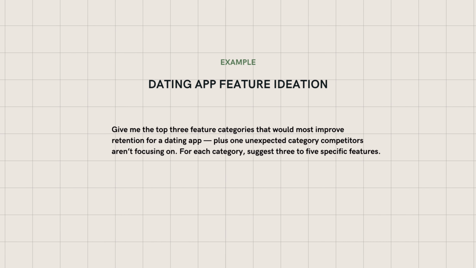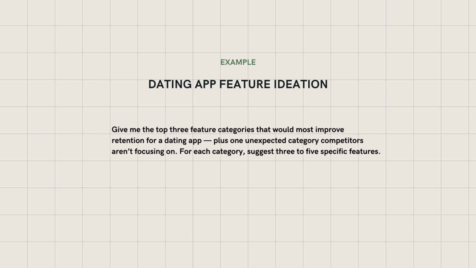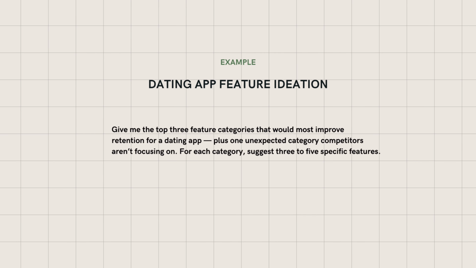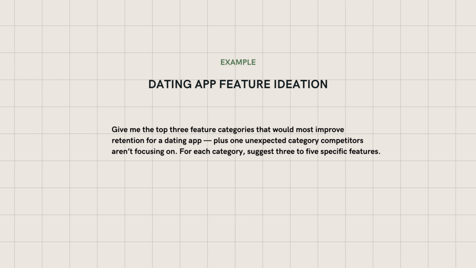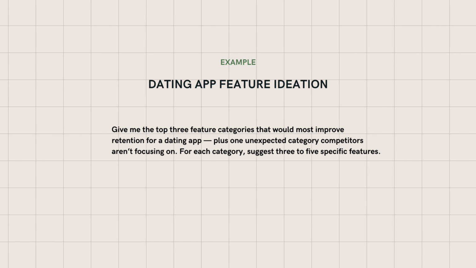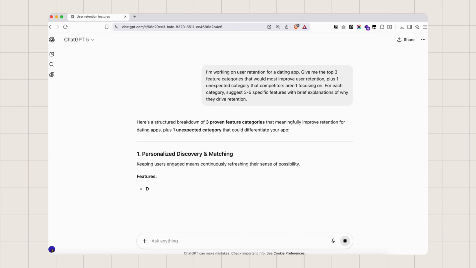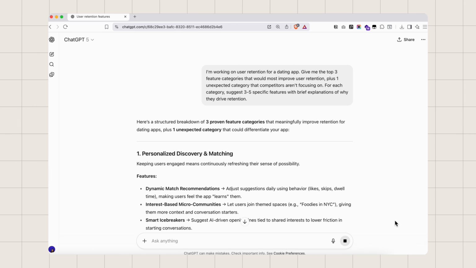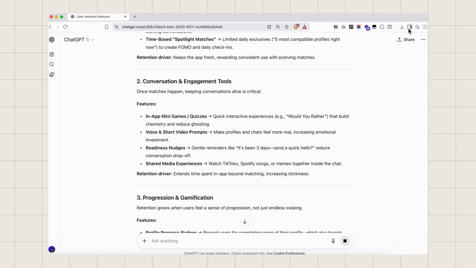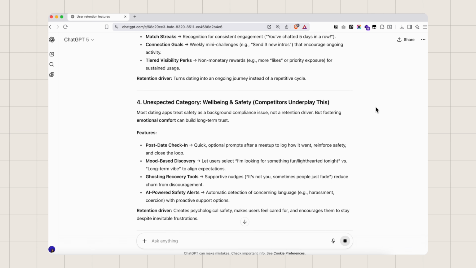So now I will ask, give me the top 3 feature categories that would most improve retention for a dating app, plus one unexpected category competitors aren't focusing on. For each category, suggest 3 to 5 specific features. Now I get 4 focused categories, roughly 16 concrete ideas, all tied to retention. That's a manageable set. I've set a boundary and I can say, this is enough. I can work these ideas in a controlled, focused environment. And together, they turn infinite possibilities into actionable choices.